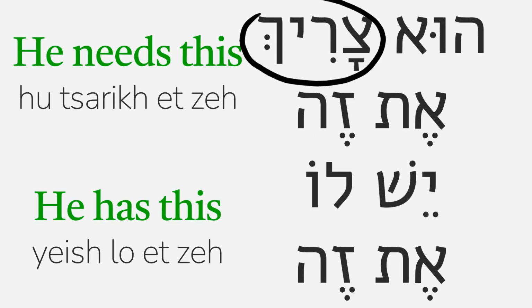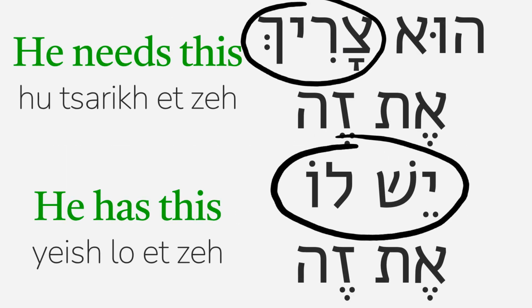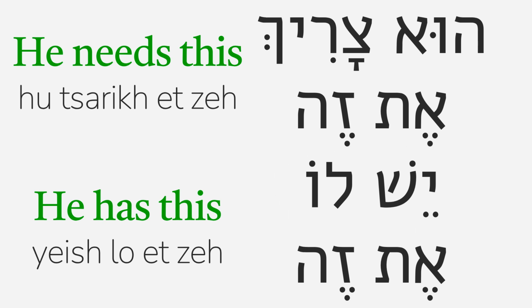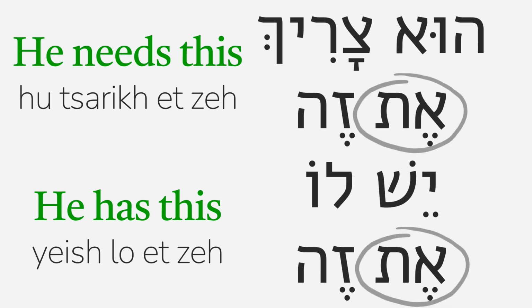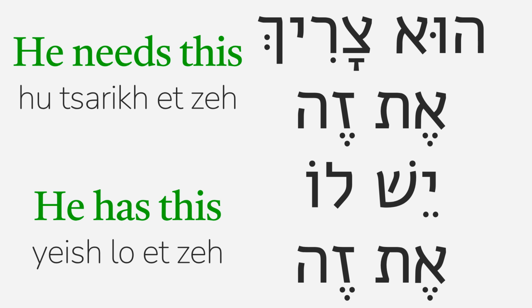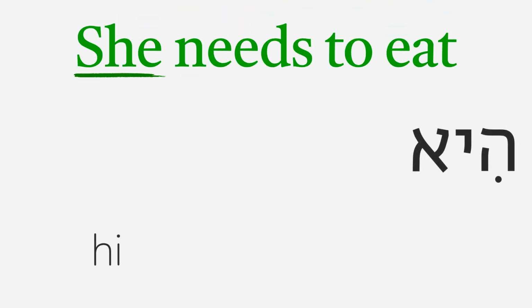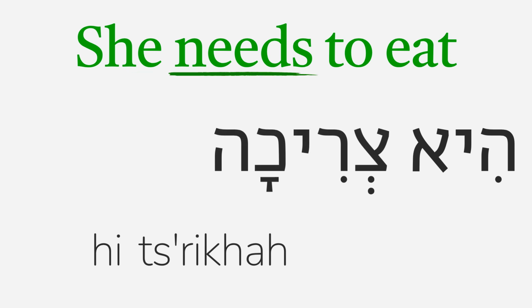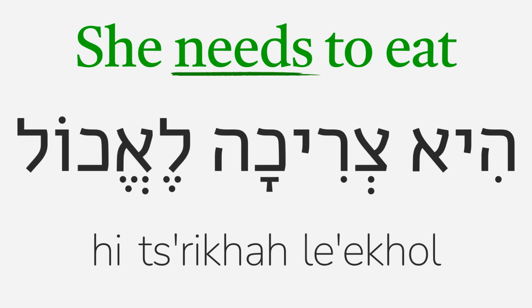Again, the word tzarich and the expression yesh la are not verbs in Hebrew, but they still make their definite direct objects use et. Hu tzarich et ze, he needs this, and yesh lo et ze, he has this. To say she needs to eat, we say he, she, tzaricha, needs in feminine singular form, le'echol, to eat. He tzaricha le'echol. She needs to eat.